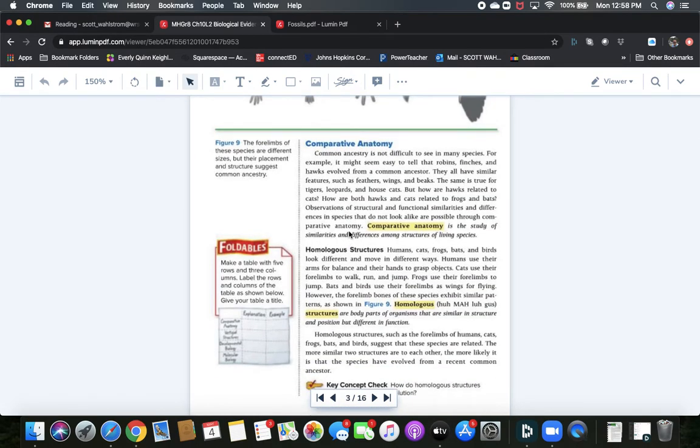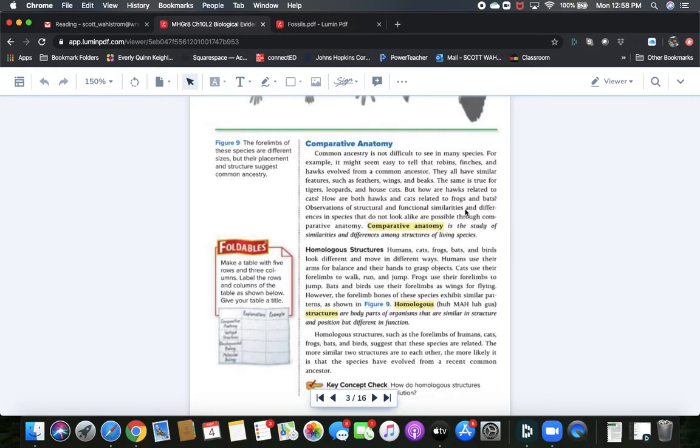Comparative anatomy. Common ancestry is not difficult to see in many species. For example, it might seem easy to tell that robins, finches, and hawks evolved from a common ancestor. They all have similar features, such as feathers, wings, and beaks. The same is true for tigers, leopards, and house cats. But how are hawks related to cats? How are both hawks and cats related to frogs and bats?